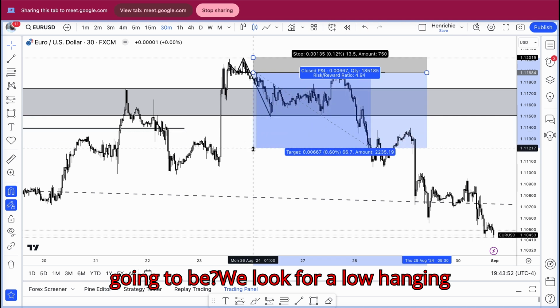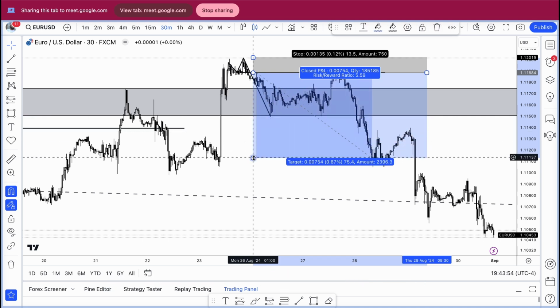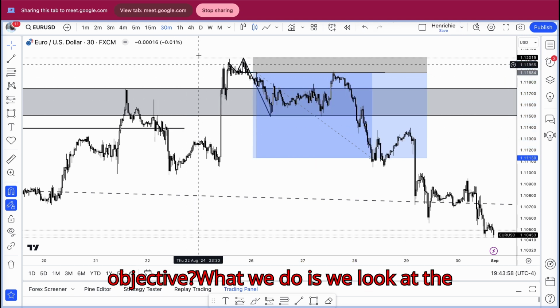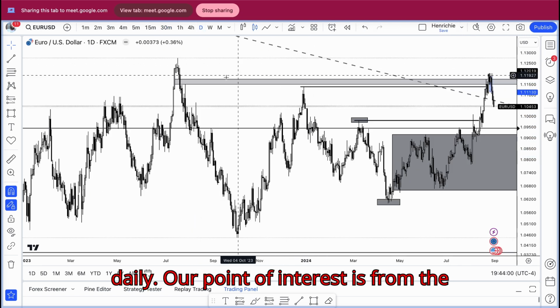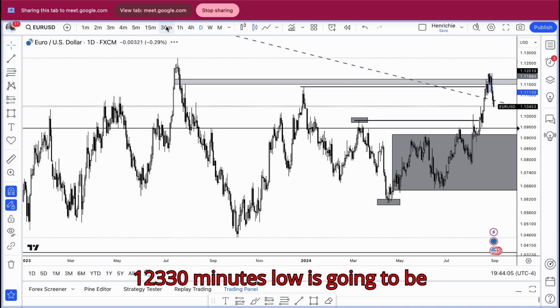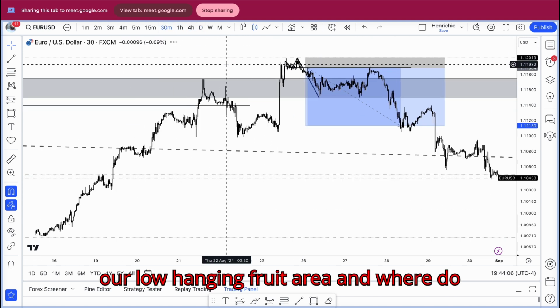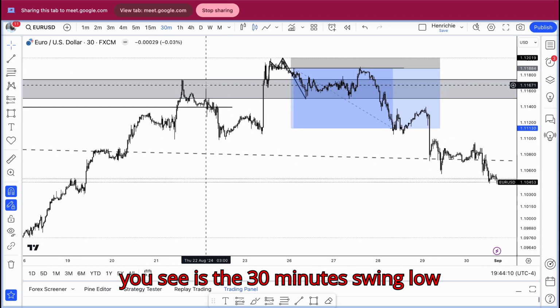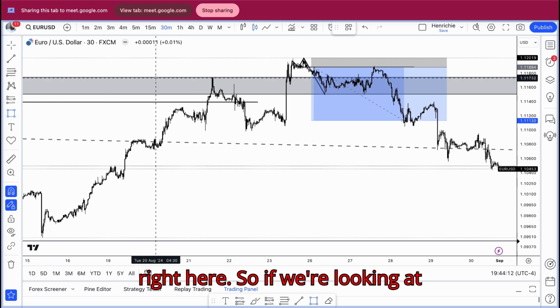We look for a low hanging fruit objective. How do we derive a low hanging fruit objective? What we do is we look at the daily. Our point of interest is from the daily. Now we'll look for 1, 2, 3, the 30 minutes low is going to be our low hanging fruit area. And where do you see the 30 minutes swing low right here.